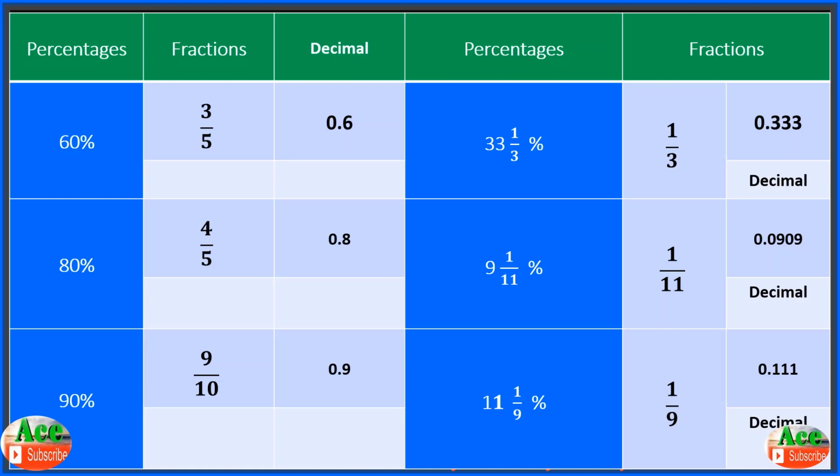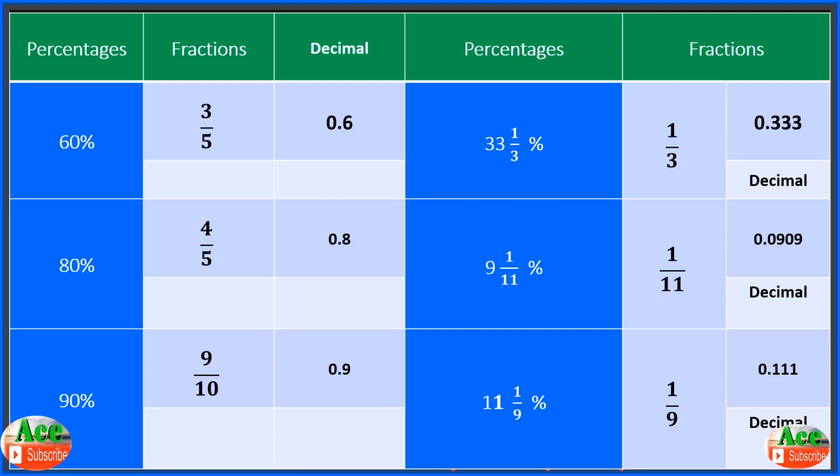90% can be expressed as a fraction 9/10, and as decimal 0.9. 33 1/3% can be expressed as a fraction 1/3, and as decimal 0.333.